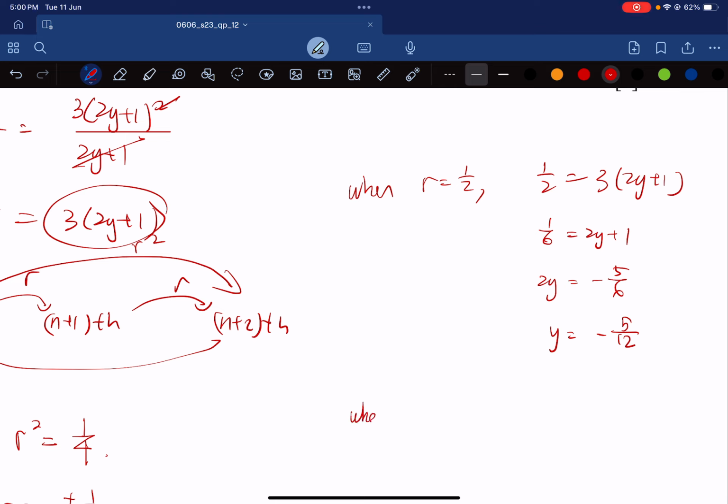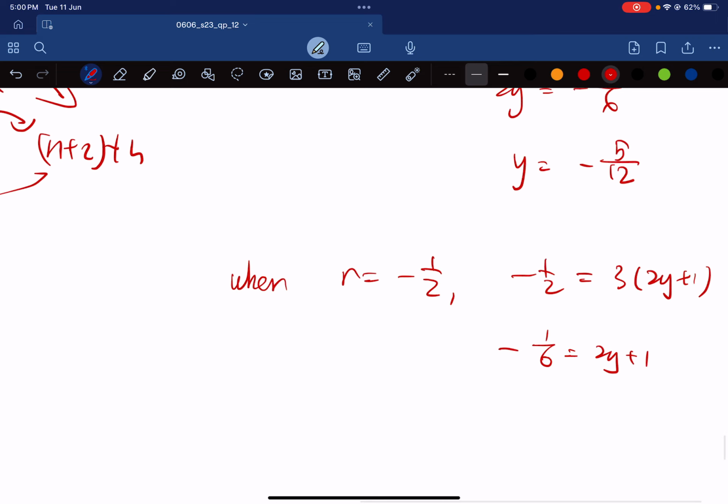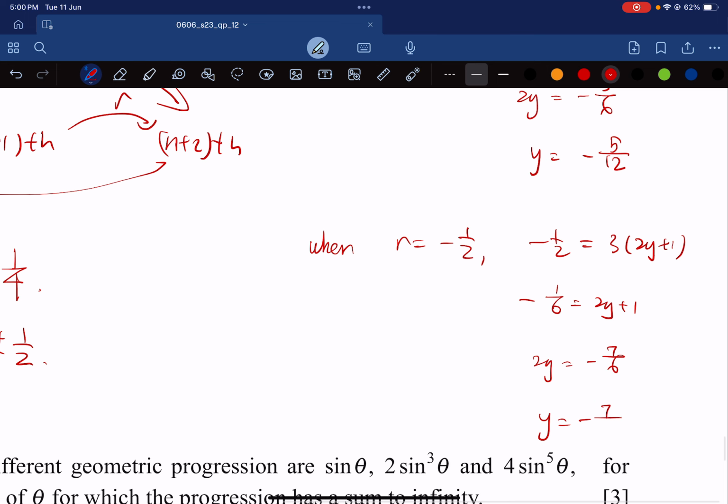So when r is negative 1 over 2, it's negative 1 over 6 equals 2y plus 1, so 2y equals negative 7 over 6, so y equals negative 7 over 12. So the answers are negative 5 over 12 and negative 7 over 12.